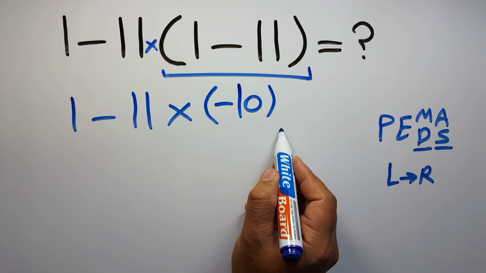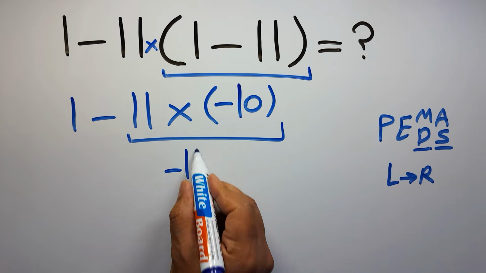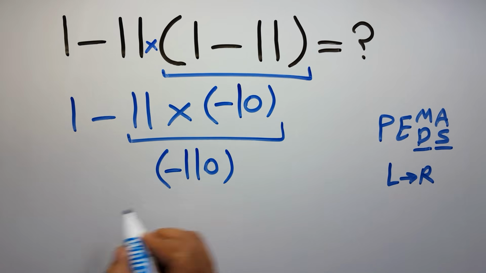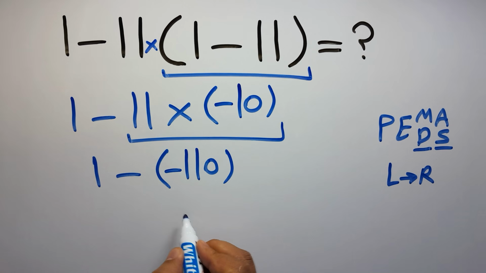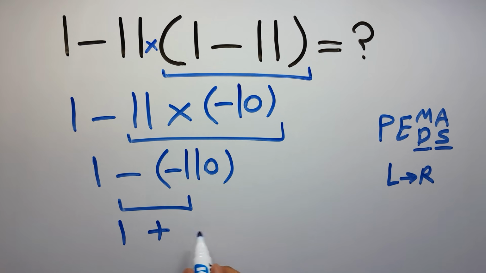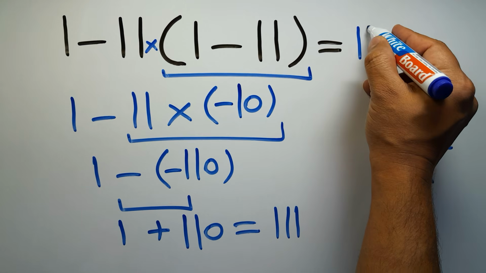11 times negative 10 gives us negative 110. So we have 1 minus negative 110. Negative times negative gives us positive. So we have 1 plus 110, which equals 111. And this is our final answer to this problem. The correct answer is 111.